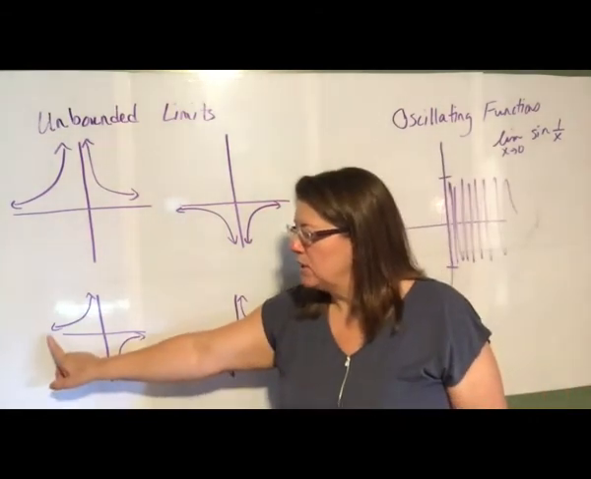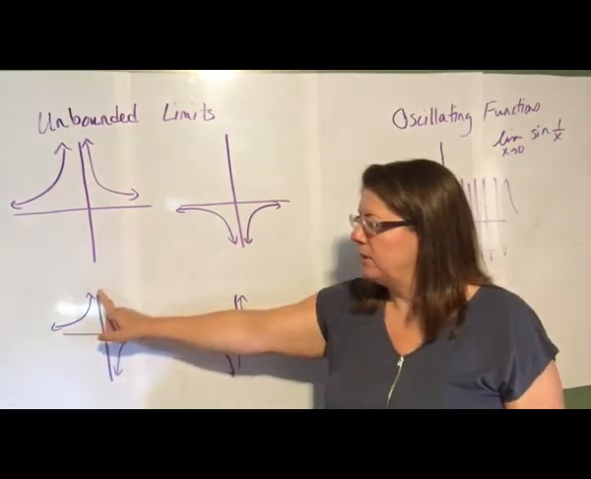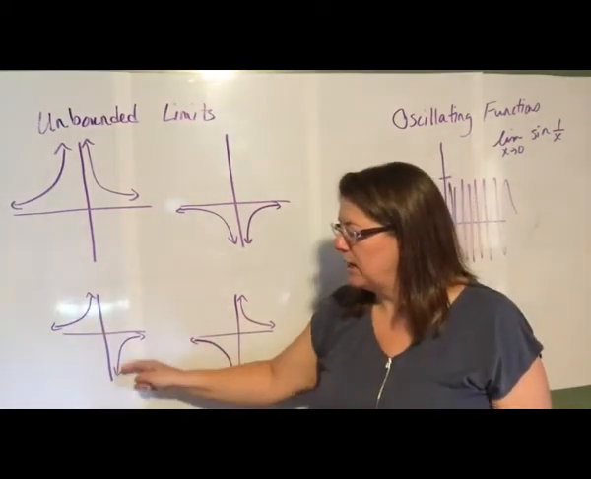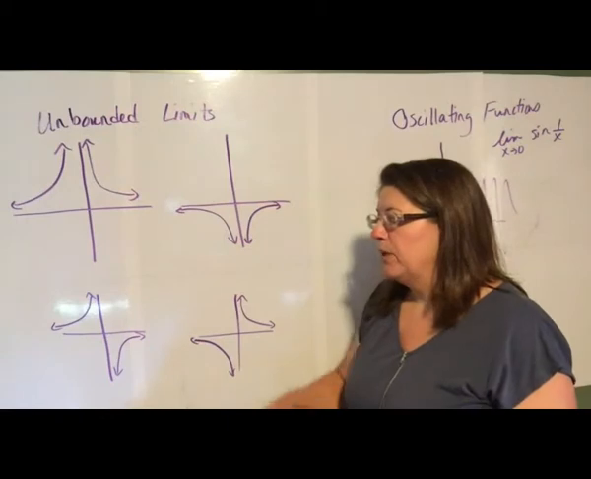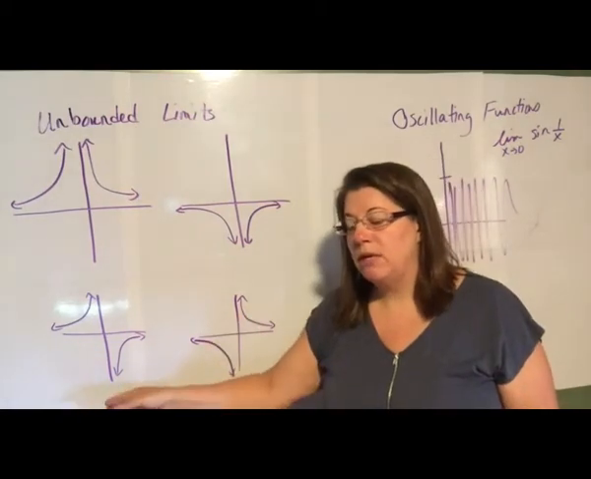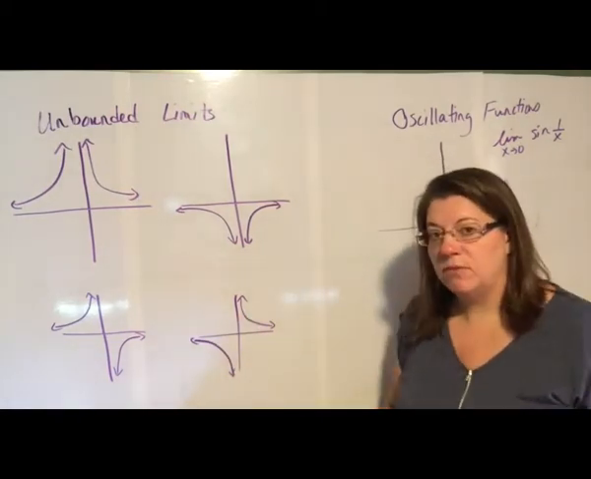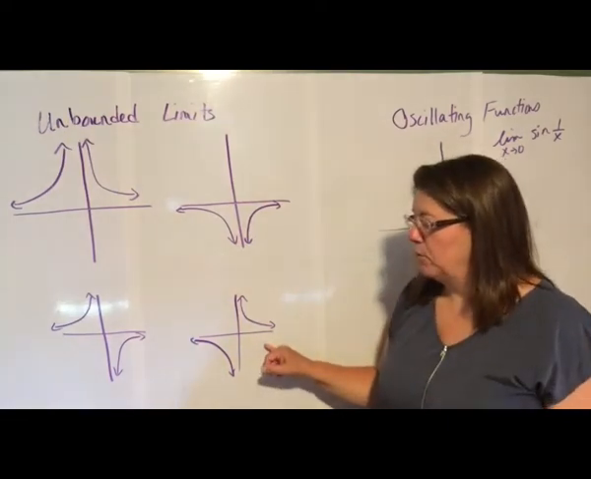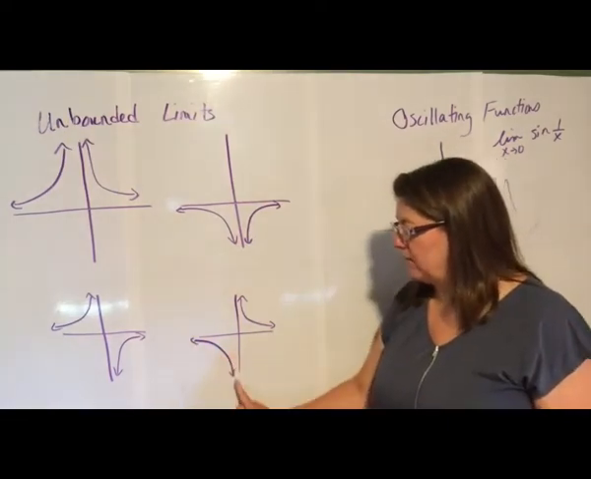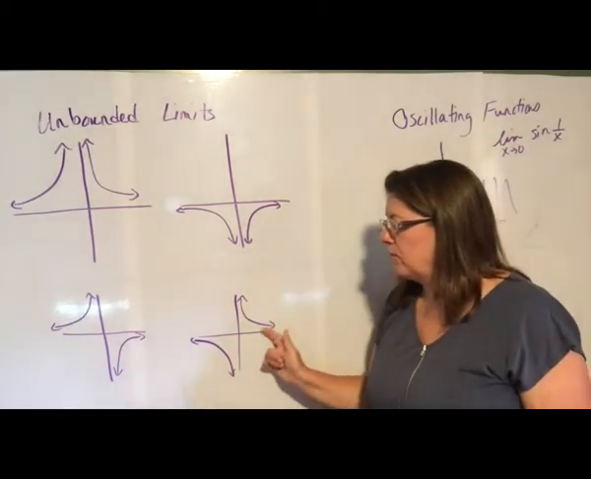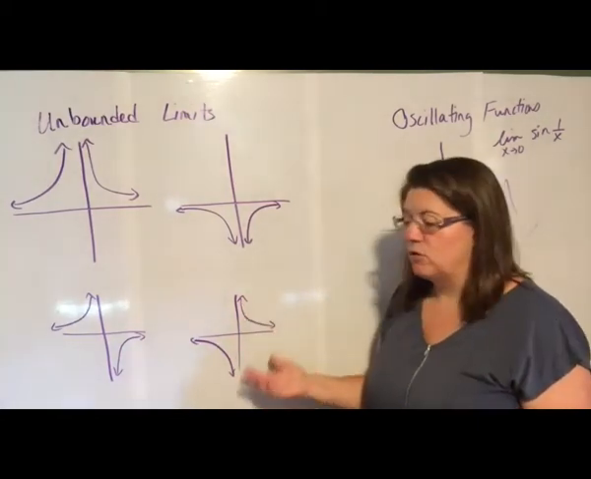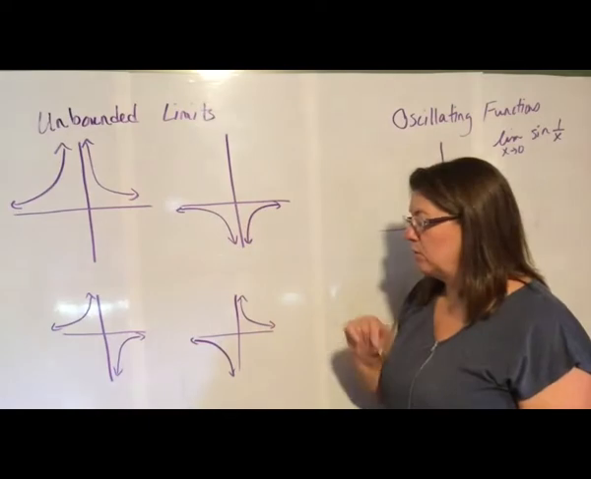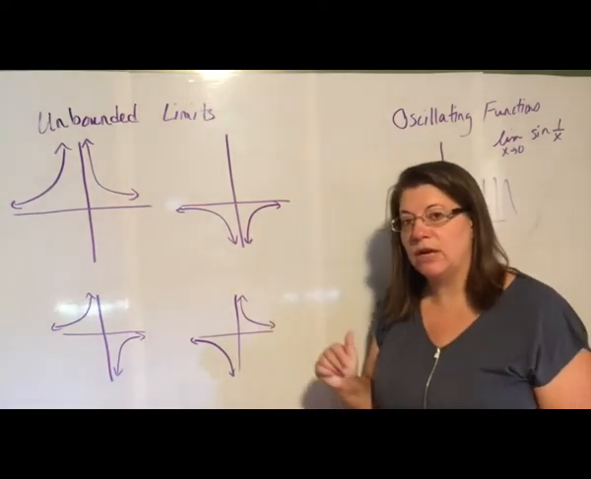Here, approaching 0 from the left would be infinity. Approaching 0 from the right would be negative infinity. Approaching just 0 would be, does not exist because it's approaching two different things. And then this unbounded limit, approaching 0 from the left would be negative infinity. Approaching 0 from the right would be infinity. Well, if you're just approaching 0, the limit would be does not exist because it's two different answers.